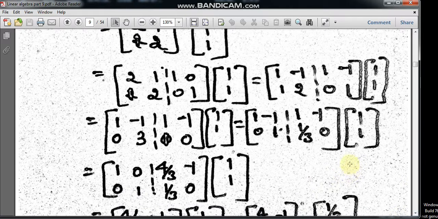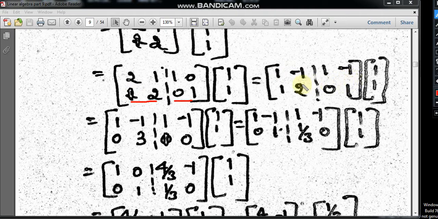I think here is a small correction: you can do it by this method also. You have 2 1 1 2, and just write an identity matrix next to it. Try to get this to an identity matrix, and whatever changes you make will give the inverse of this matrix. So I have done this: 2 minus 1, R1 minus R2 row.